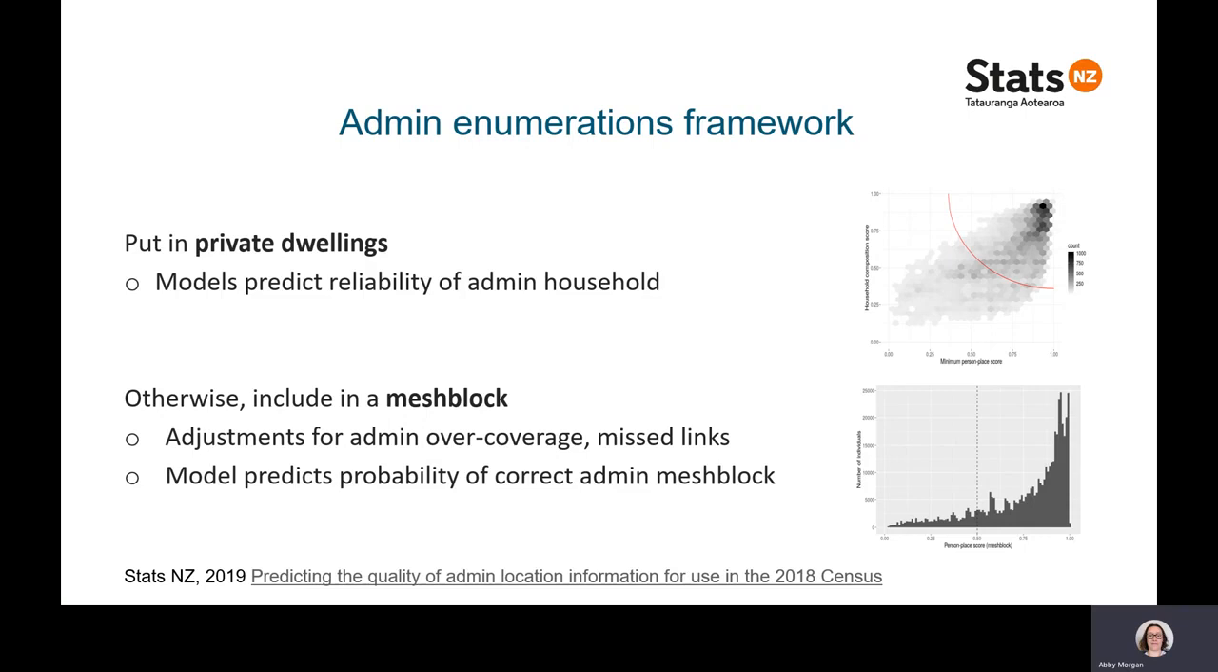So then we start putting them into a mesh block, which is our smallest geography. So in this situation, we have to remember that we've got that geography limitation. We also have some linkage error from when we link the two data sets together, and we have that potential overcoverage in the admin data. So we subset the eligible population to take account for the linkage error, and then we use the address prediction model again to identify those we are confident in placing in a low-level geography.